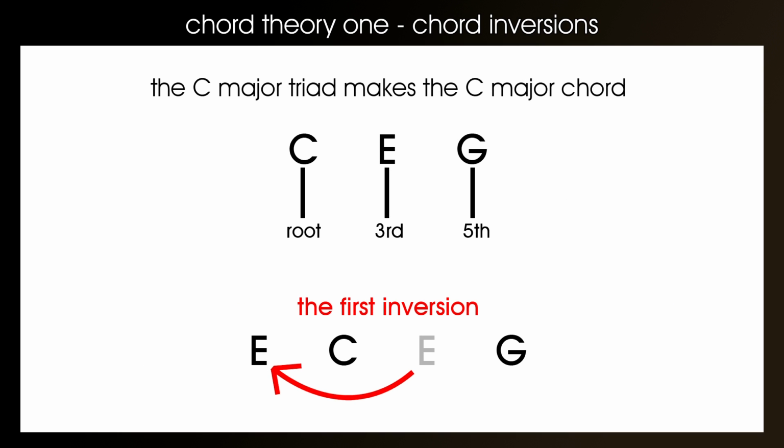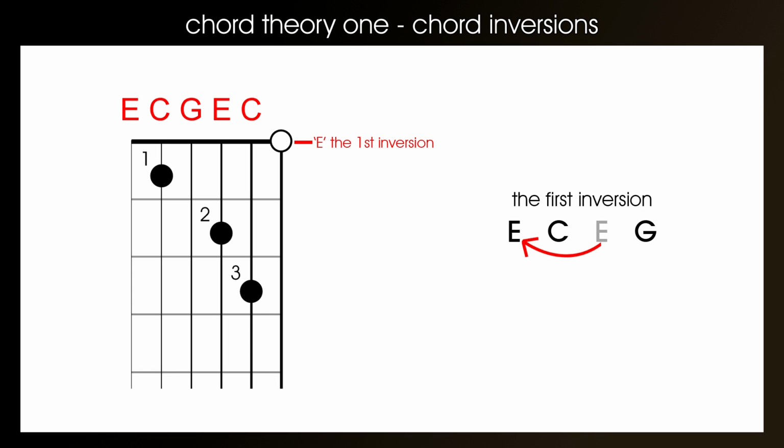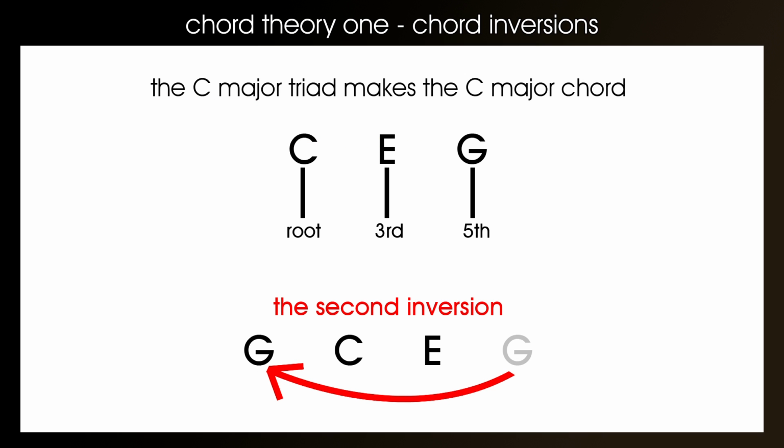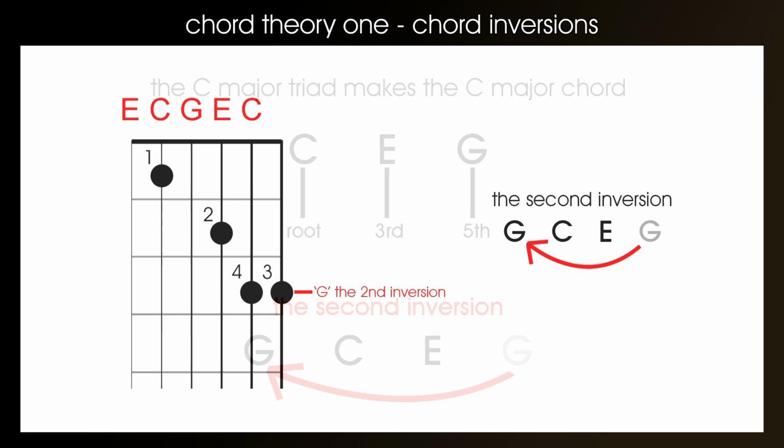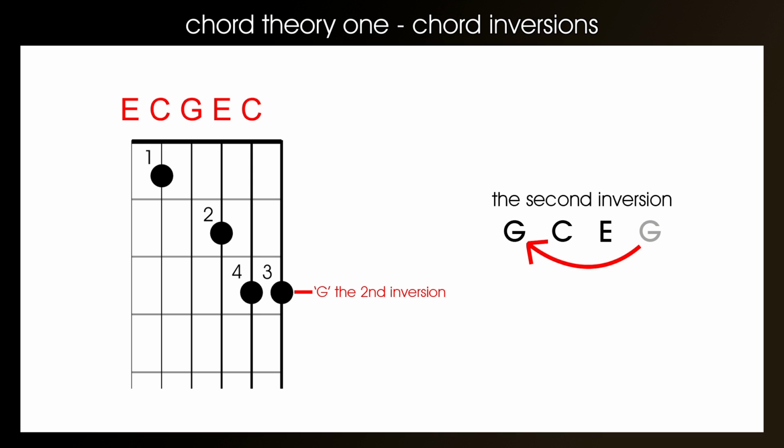A first inversion is where the second note of the triad, or the third note of the scale, is played first. So, for example, with a C major, you'd play the E first, being the third note of the scale. The second inversion is where the third note of the triad, or the fifth note of the scale, is played first. So, with a C major again, you'd play a G as the first note of the chord, G being the fifth note of the scale.